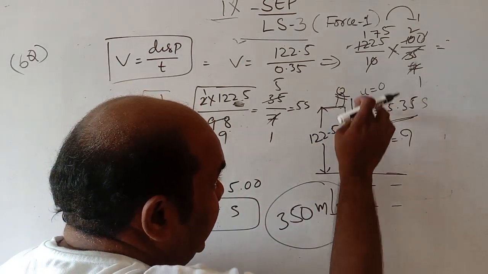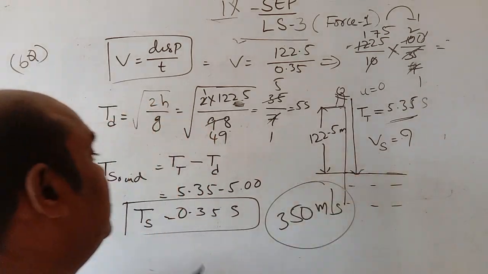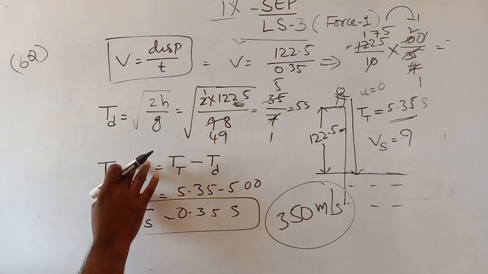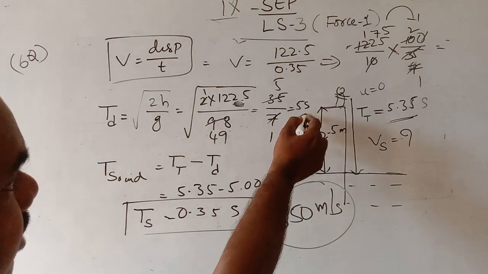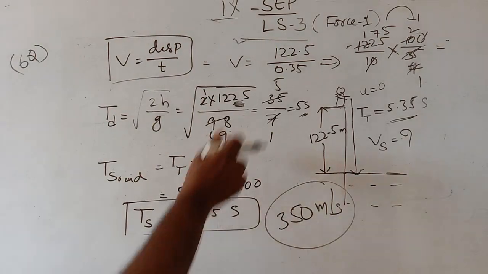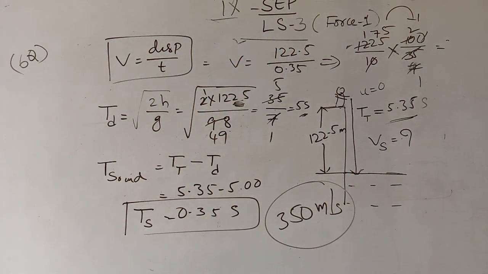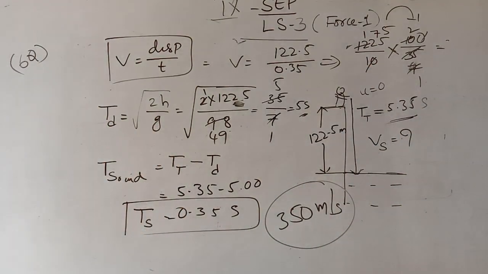Now first of all, I calculated the time taken by the stone to touch the water. The time of descent equals under root 2h by g. H is 122.5, g is 9.8, simplify and you will get 5. Total time minus this time is nothing but the time taken by the sound. Simply divide the displacement by this time. Displacement is 122.5 by 0.35, which is equal to 350 meters per second. Very important numerical. Please pause it and practice it.